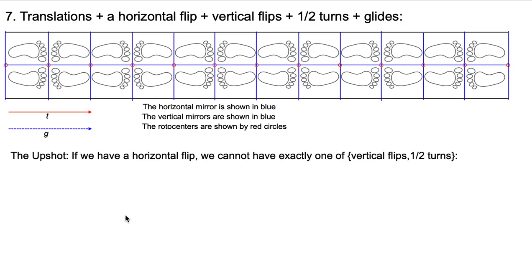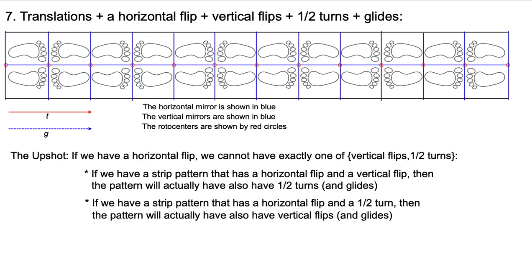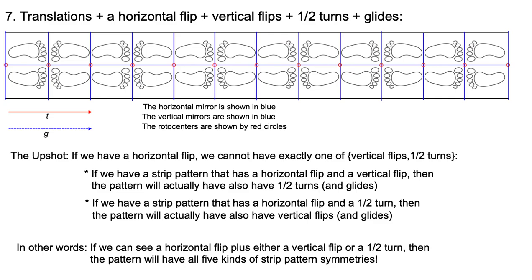If we have a strip pattern that has a horizontal flip, we cannot have exactly one of vertical flips or half-turns. If we've got a strip pattern that has a horizontal flip and we can find a vertical flip, the pattern's going to have half-turns as well as glides. Likewise, if we have a strip pattern that has a horizontal flip and a half-turn, the pattern is going to also have vertical flips as well as glides. In other words, a horizontal flip plus either a vertical flip or half-turn means that the strip will have all 5 kinds of strip pattern symmetries.